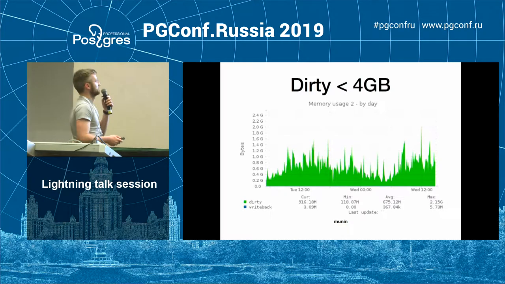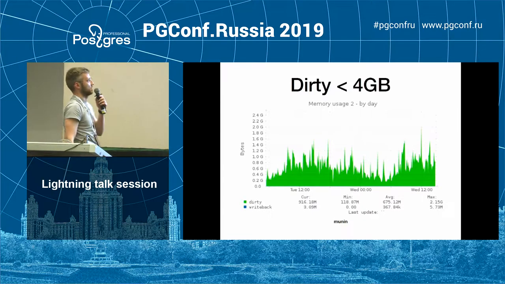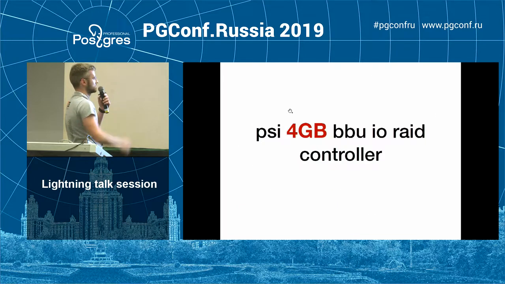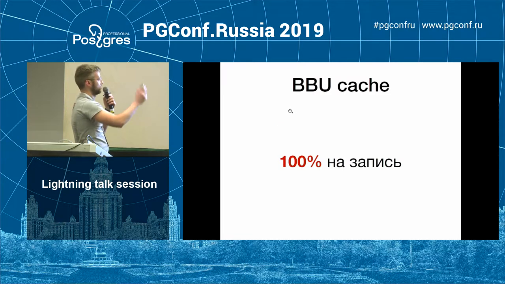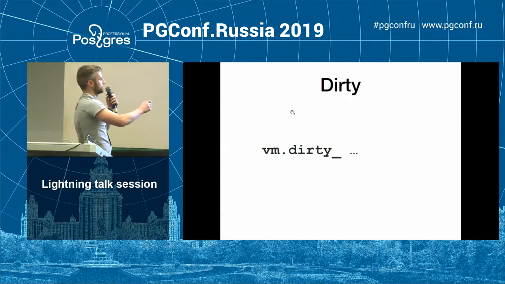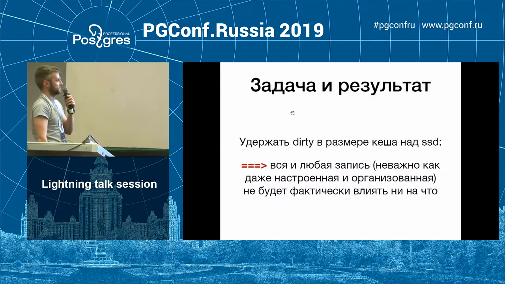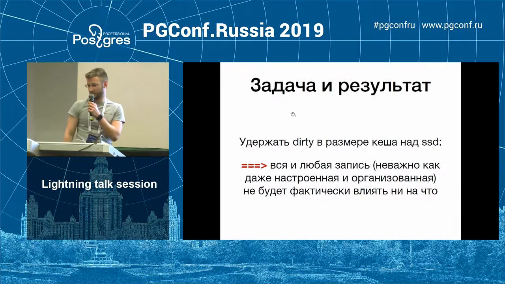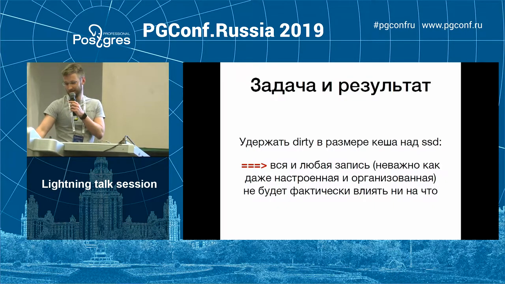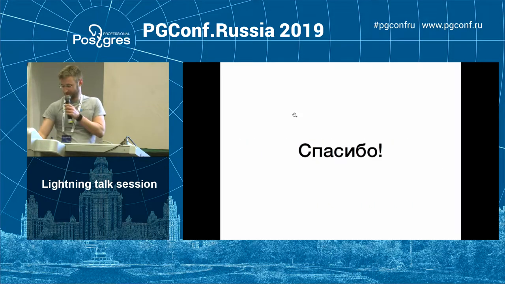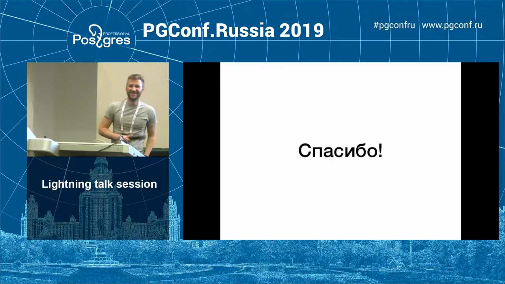You can launch this command, and you will see how much dirty parameter you have. This is one of the main charts that I've been using in my operations, and it shows you that dirty is less than 4 gigs. And what is 4 gigs? 4 gigs is the BBU IO RAID controller size. We have 100% of write. There are folks in Linux on how to set dirty, but the goal is if we keep dirty with the SSD cache size, you won't have any problems with the database. So this is my little secret, and this is how we make databases.